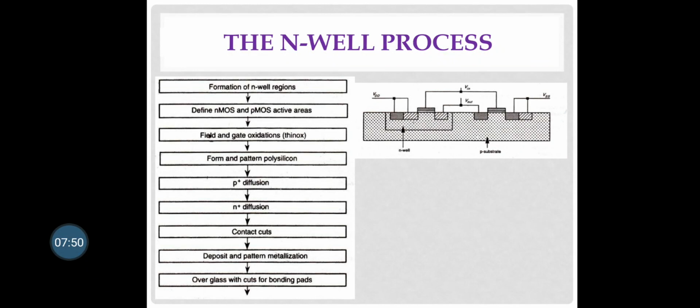Here you can see the formation of N-well regions. Then defining the NMOS and PMOS active areas, field and gate oxidation, forming and patterning polysilicon, P plus diffusion, N plus diffusion, contact cuts, depositing and patterning metallization, and overglass with cuts for bonding pads. So this was all about the N-well process of CMOS IC fabrication.